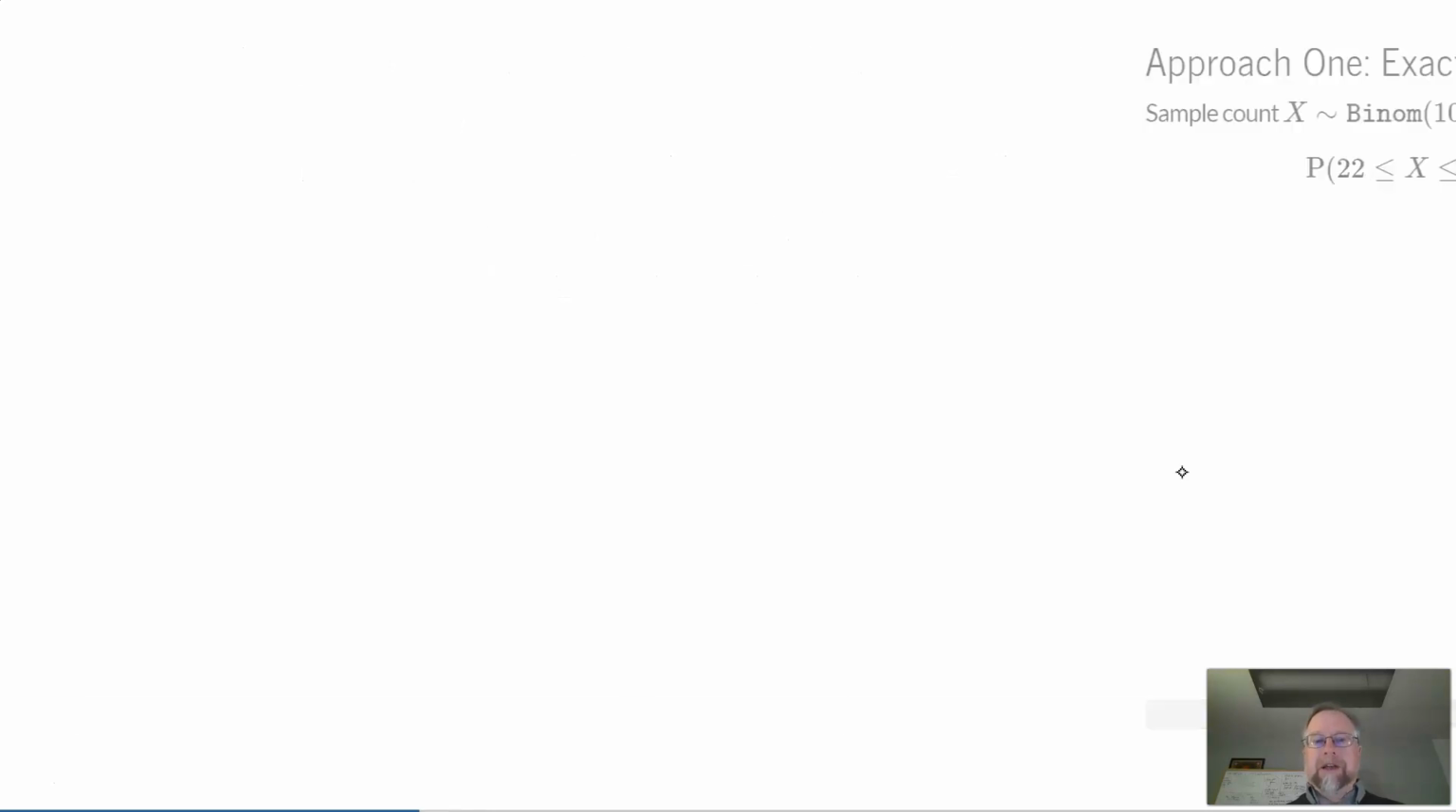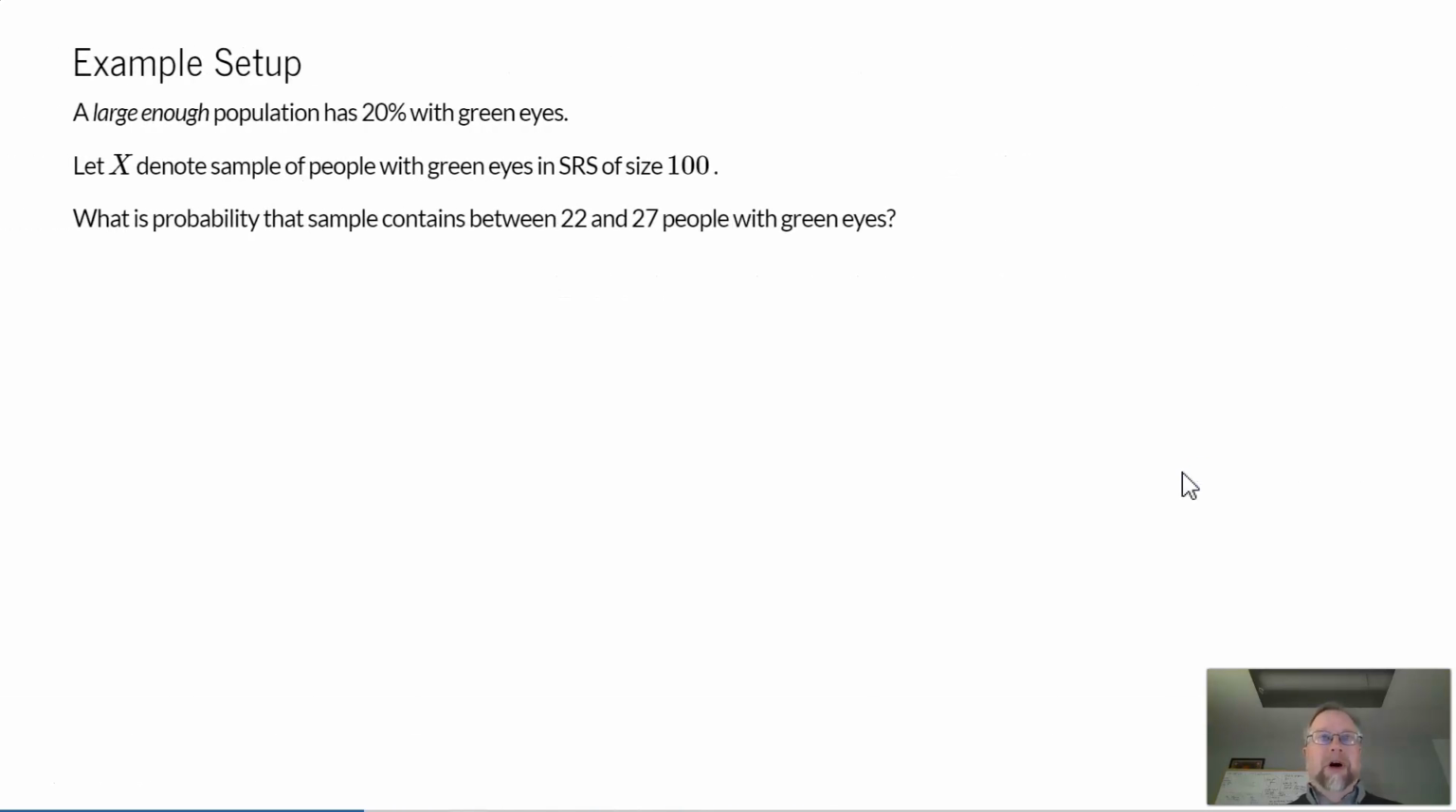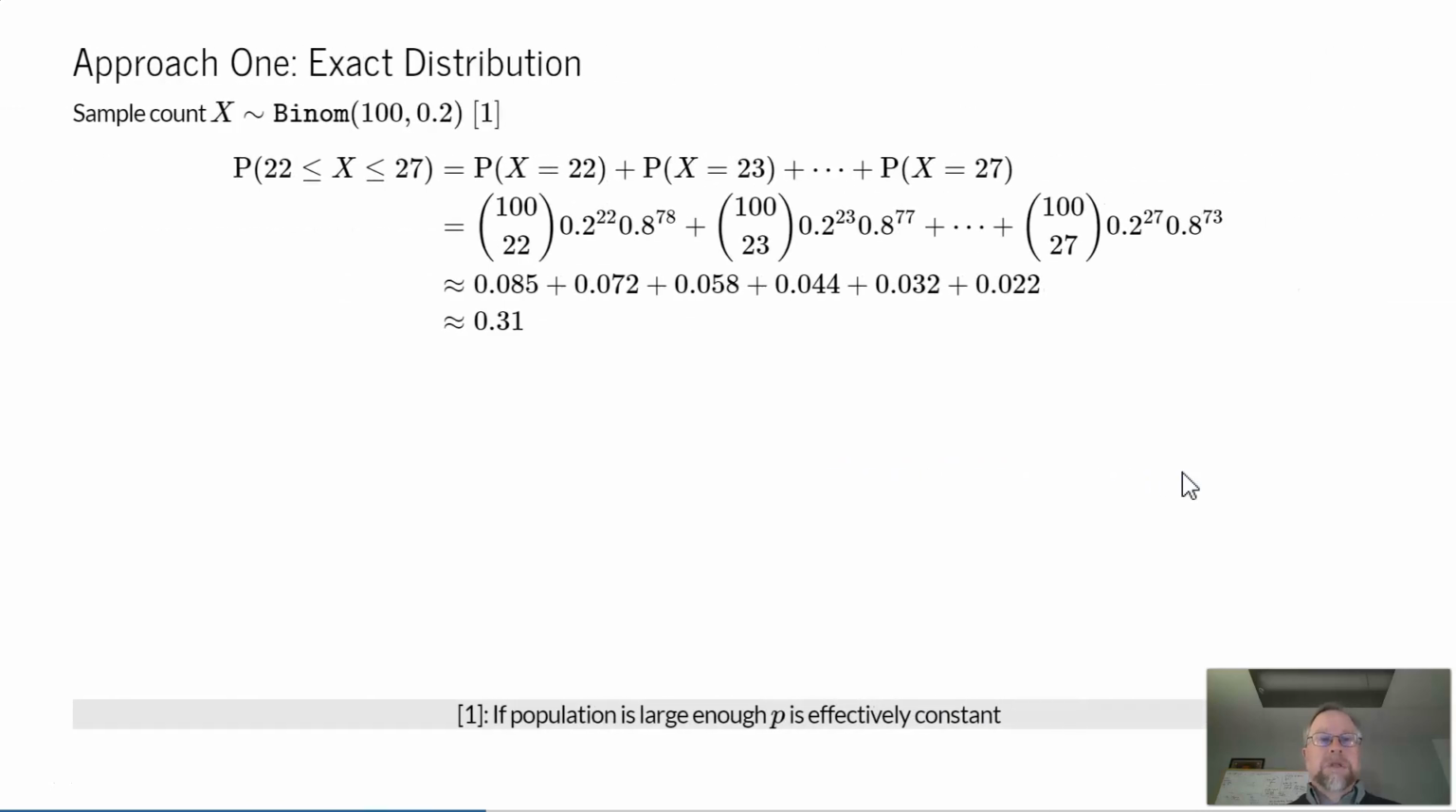So remember, 20% of the people had green eyes, and we're counting the number of green eyes in 100. So the probability that X is between 22 and 27 inclusive. Well, we have a bunch of mutually exclusive possibilities. An event is the kind of thing that can happen. We're looking at a count.